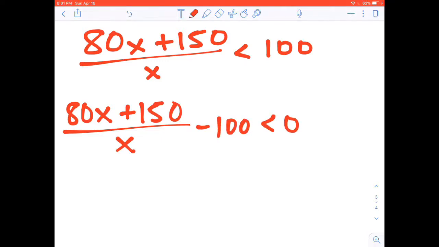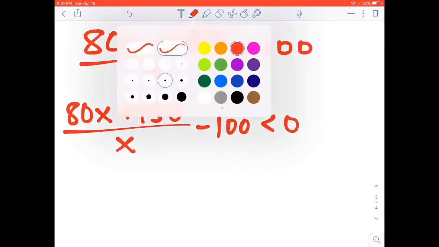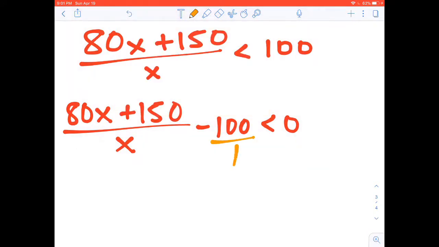From there, I need to incorporate that 100 into the fraction. Right now, 100 has like a 1 on the bottom. But if I wanted to have an x, I need an x factor on both sides. That way they both have common denominators of x. So that becomes 100x over x on the left side, in the middle part of the equation.